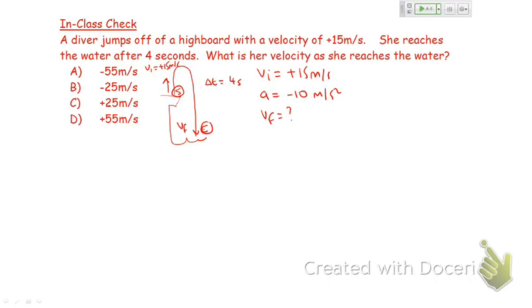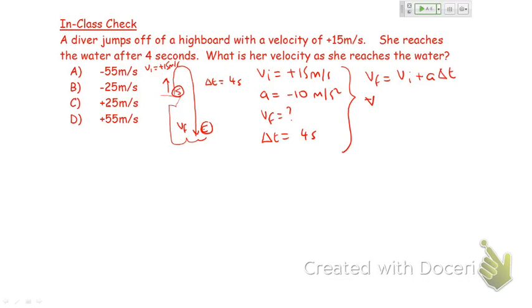Do I know my displacement? 15 meters per second. Oh, 4 seconds, my delta T, sorry. So I put these guys together. VF equals VI plus AT. It's not always this equation. Maybe it's the way I ask the questions, but it's coming up a lot today. So VF equals VI plus AT.